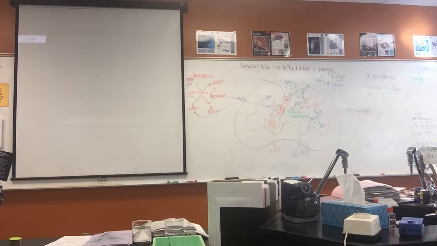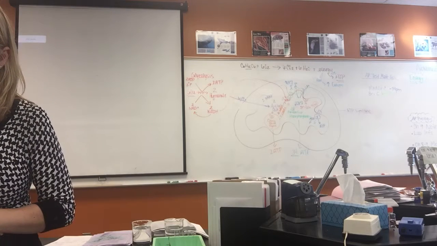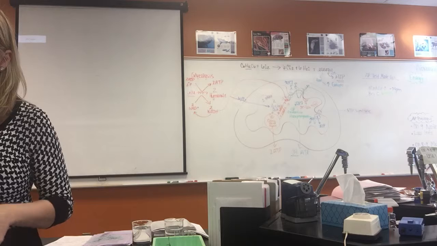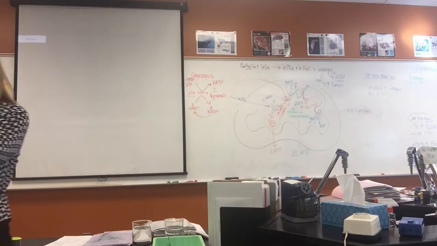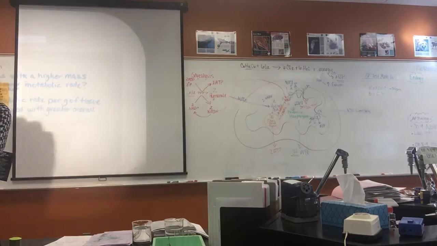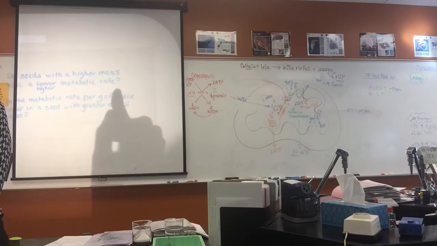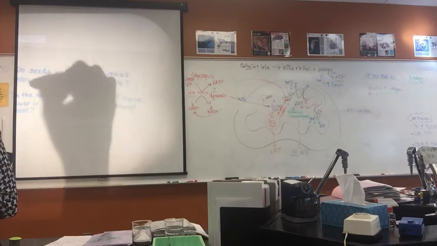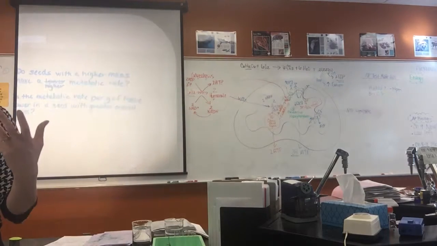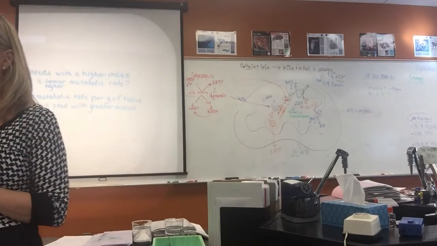Let's go over a couple of things. So in this lab, the living organisms that we're going to measure the rate of, I said we're going to see if that same kind of idea holds true with plants as they do with animals. And so we're going to look at, do seeds with a higher mass have a higher metabolic rate? Because we find that with animals, the higher the mass, like the elephant, has a higher metabolic rate because it's bigger. All right, so we're going to see if that holds true for seeds as well.